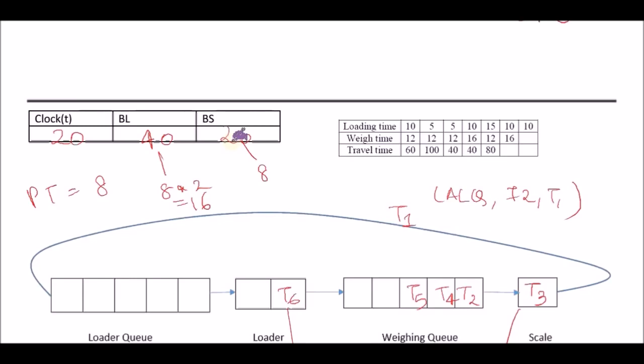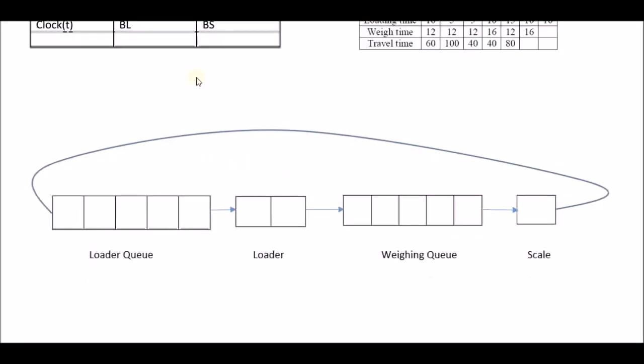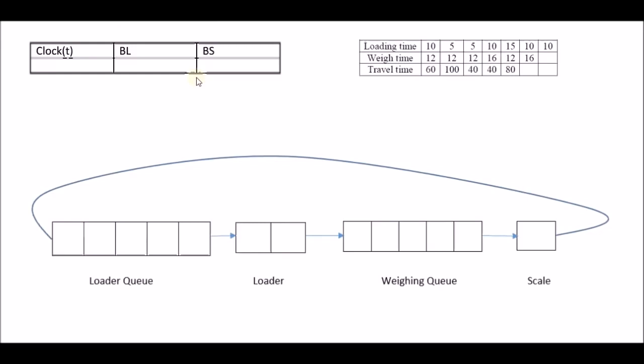Sorry, that's going to give me 20. So now, from this, we're going to choose the imminent event. And the imminent event is going to be this one, 24. So in the next clock cycle, we're going to take 24 as our clock. So over here, our clock is going to be 24 now.